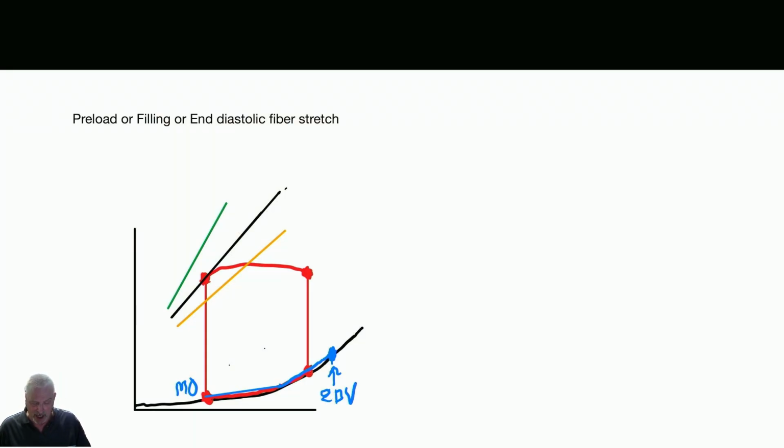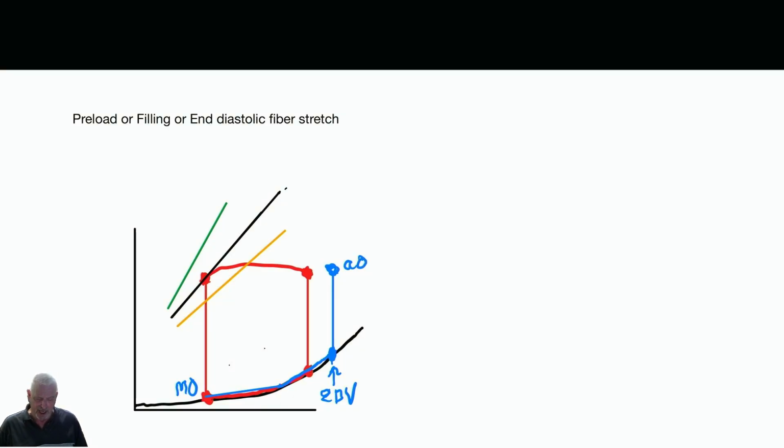The QRS complex comes, both valves are shut, so we isovolumically contract. How high? Till the ventricular pressure just exceeds the pressure in the aorta, and the aortic valve is going to open.